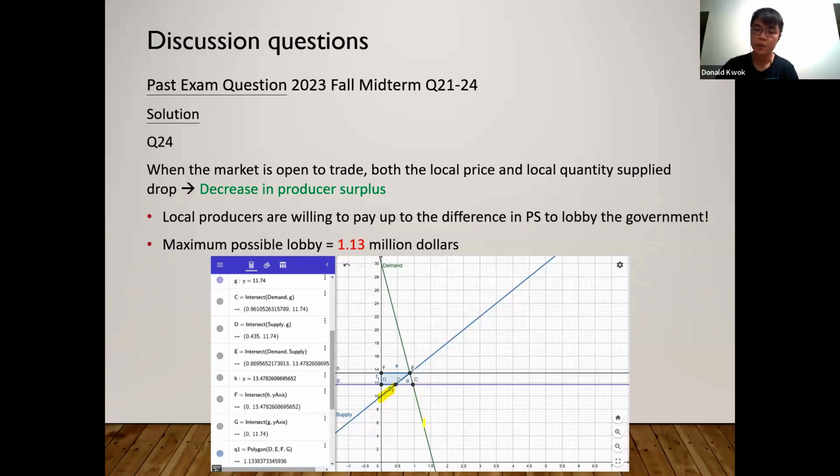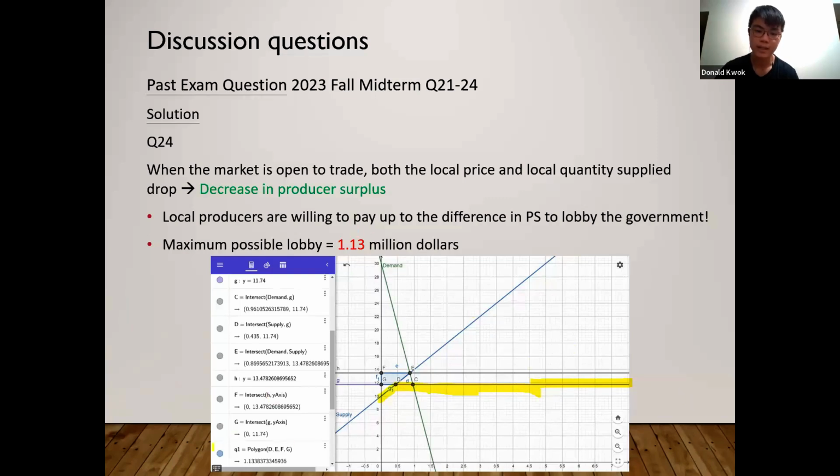However, when the price reaches 11.74, the world can supply infinitely many units to this economy. So this is why at the price of 11.74, we have a horizontal line here. The yellow curve here is actually the supply after the economy is opened up to trade. To find the equilibrium point in this market, it is simply the intersection between the yellow curve with the downsloping green demand.